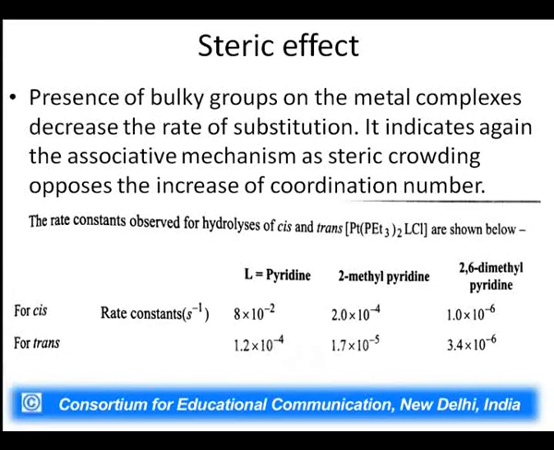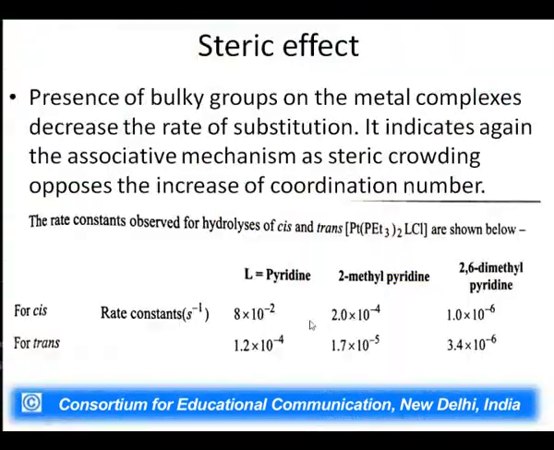The presence of bulky groups on the metal complex in case of octahedral complexes increases the rate of substitution. So, if more bulky groups are present, the complex will follow the dissociative pathway. In case of octahedral complexes, it was observed that the presence of bulky groups increases the rate of reaction, whereas in case of square planar complexes, because of steric crowding, the rate of substitution decreases. So, it could also be taken as evidence of the associative mechanism.